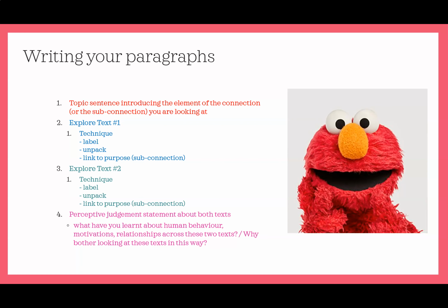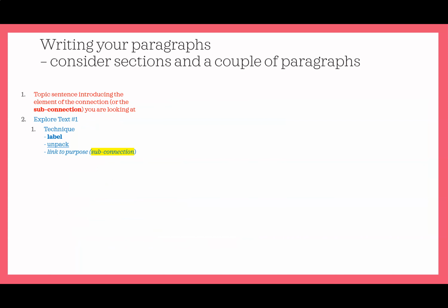Okay, so there'll be quite a lot of text on the screen in a minute, so I'll just go through those steps. First of all, when you're thinking about your paragraphs, consider putting them in sections. You will see in a minute that there's lots and lots of text going to be on the screen, and so you might want to start off with a topic sentence in the exploration of the first text, and then explore the second text, and then add your conclusion in a separate paragraph, depending on how much you're writing.